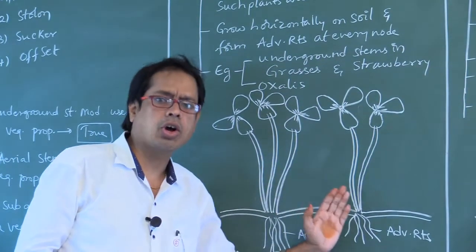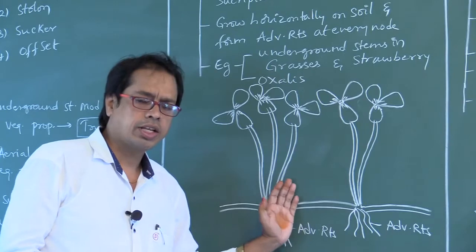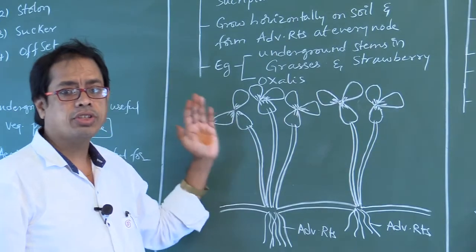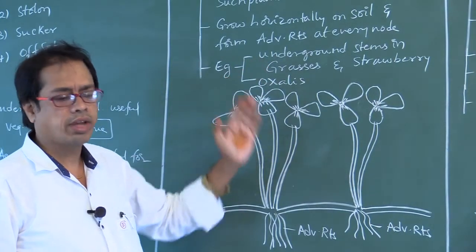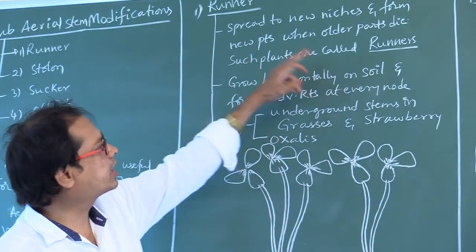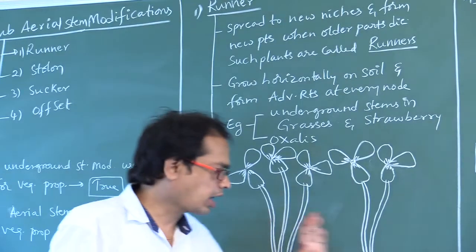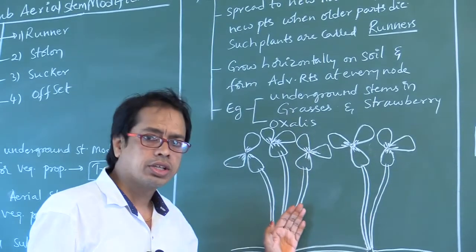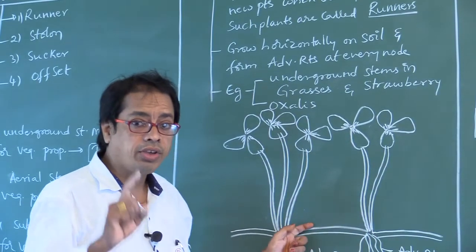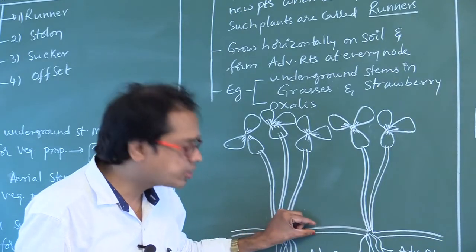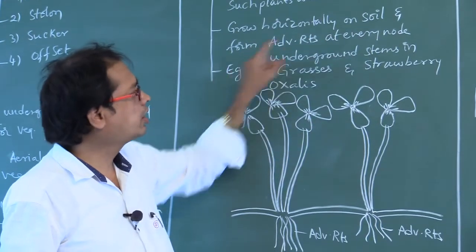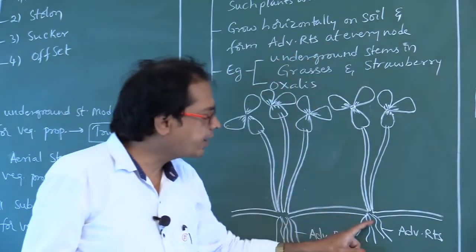Like that they spread in all directions, that is forward direction, backward direction, front, back. They spread to new areas and form new plants when older parts die. Such plants are called runners. Whenever those parts touch the soil, adventitious roots are formed. These are weak stemmed plants. They grow horizontally on soil and form adventitious roots at every node.